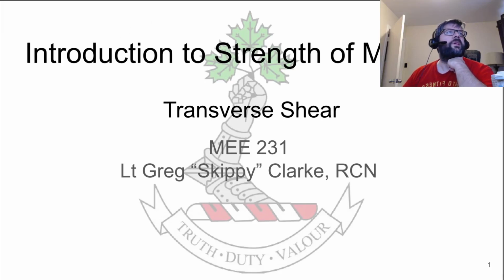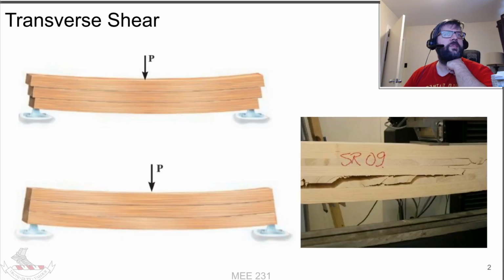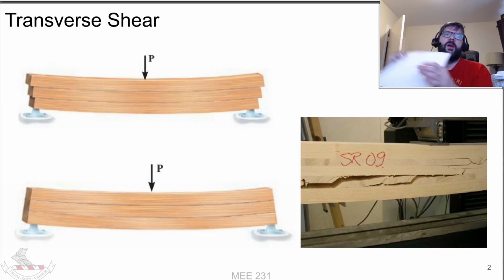Okay, so let us talk about transverse shear. Basically, it's a phenomenon you'll see. Like if we had beams like this, where we just stacked three beams on top of one another and applied a force, if we didn't do anything to those, they'd slide relative to one another. And the fact that they would do that sliding is going to reduce their stiffness.